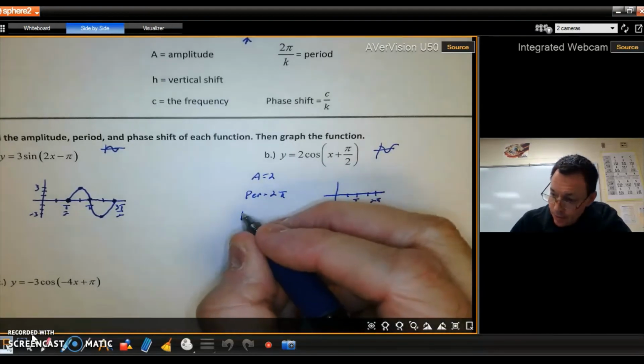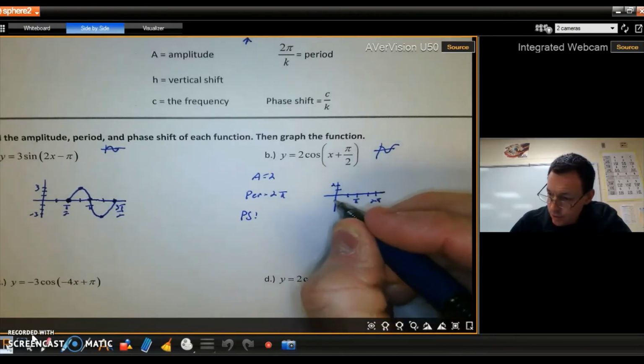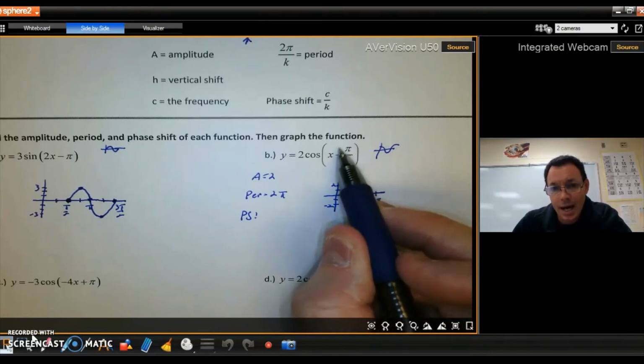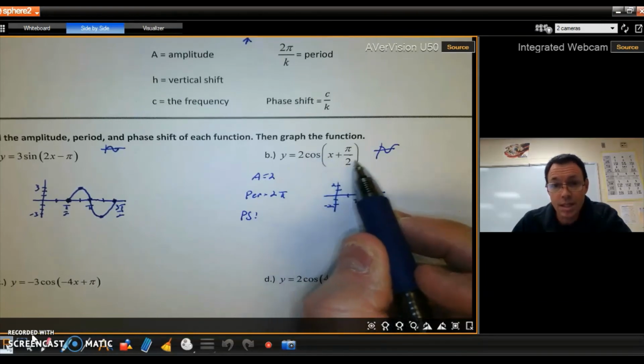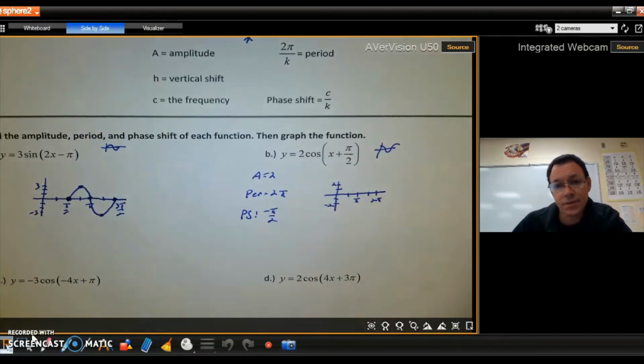Now, this graph has a phase shift. Oh, I guess I could also do the amplitude up 2 and down 2. Phase shift, remember, it's the opposite of what you're looking at divided by the number in front of the x. But in this case, it's just a 1. So it's just going to be negative pi over 2. So that's our phase shift.